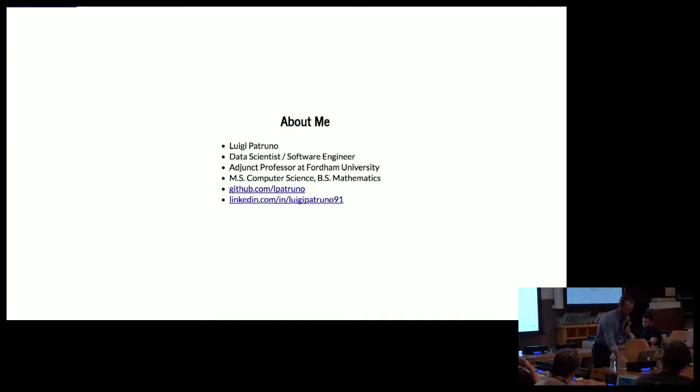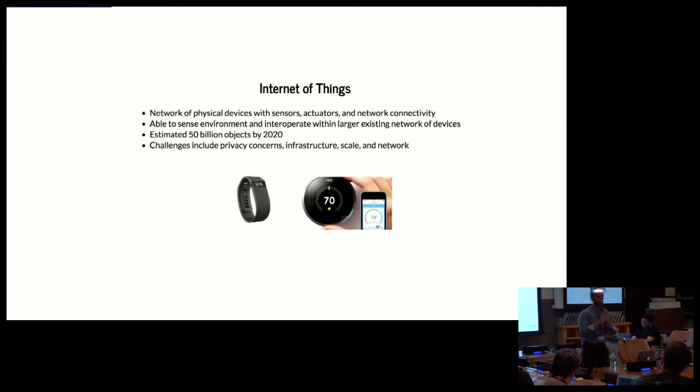So what is the Internet of Things? If you look at Wikipedia, it'll say that it's a network of physical devices that are embedded with sensors, software, and network connectivity that enable them to share, collect data, do an analysis on this data, and then make decisions. The sensors are able to sense within an environment and operate within a larger network. And there's an estimated 50 billion devices to be part of the Internet of Things by 2020. And this presents various challenges having to do with infrastructure, scale. There are privacy concerns, and of course, a network challenge.